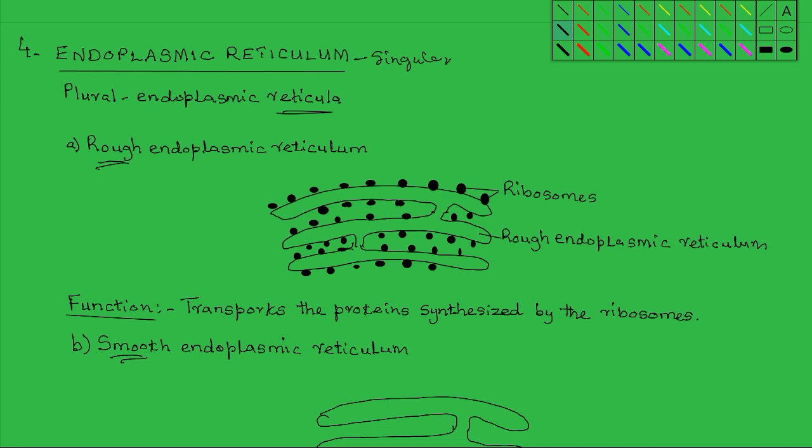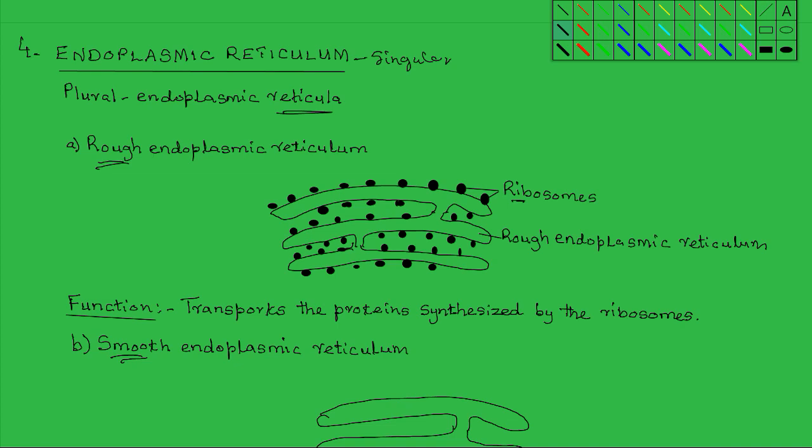In the rough endoplasmic reticulum, there are ribosomes attached onto the outer surface, and the membrane of rough endoplasmic reticulum is continuous with the outer membrane of the nucleus. So you find that the rough endoplasmic reticulum is attached directly to the membrane of the nucleus.